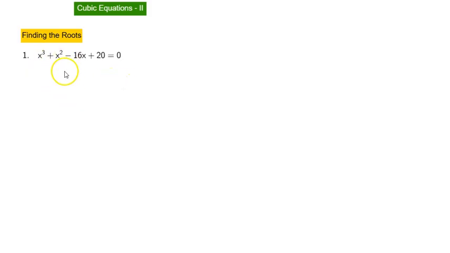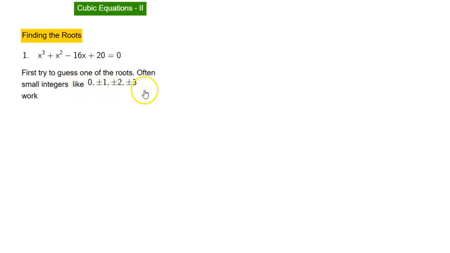We have x cube plus x square minus 16x plus 20 is equal to 0. First, try to guess one of the roots. Often small integers like 0, plus or minus 1, plus or minus 2, plus or minus 3 will usually work. Of course, if it doesn't work, then we'll have to think of something else. So x is not equal to 0, since 0 plus 0 minus 0 plus 20.